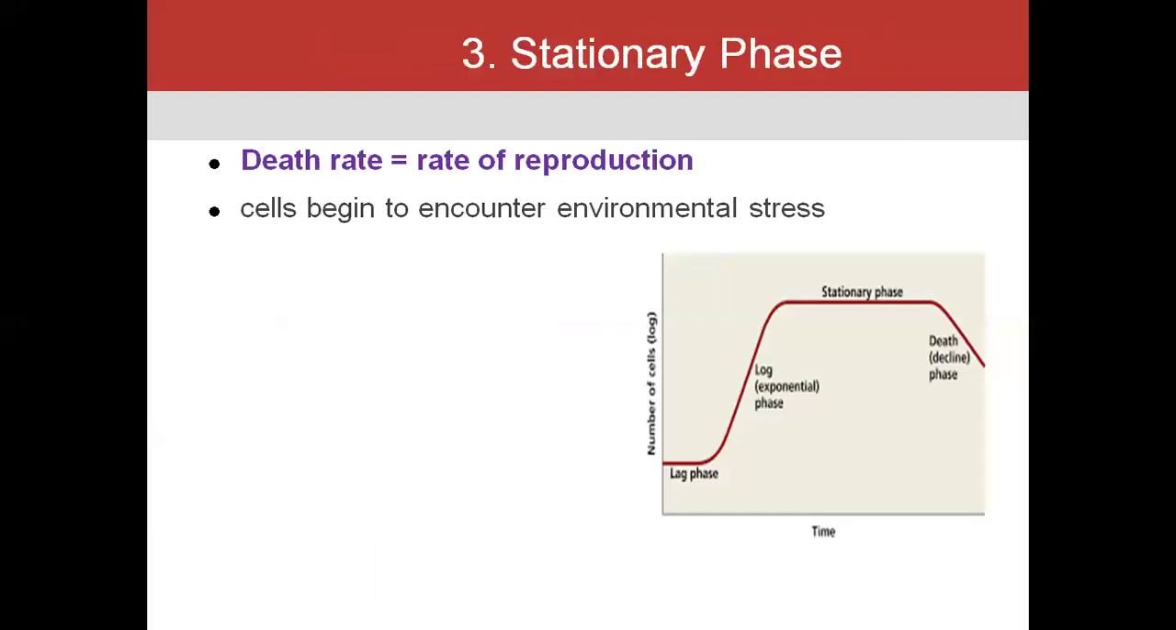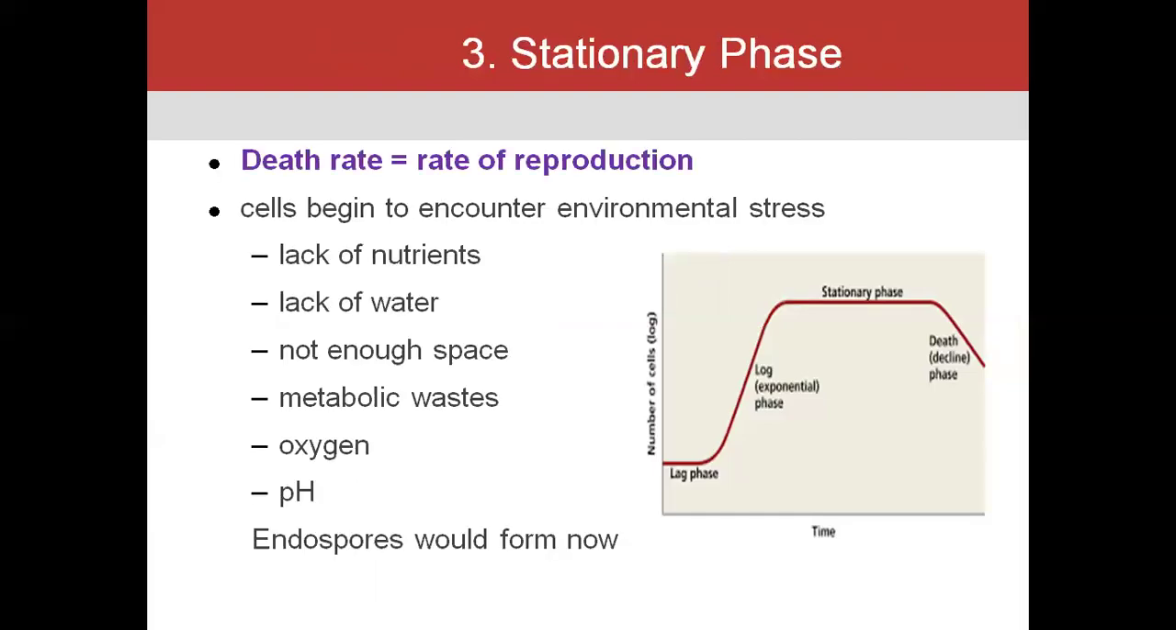Next, the third phase is stationary phase. After log phase, the bacterial growth almost ceases, because here the death rate is equal to the rate of reproduction, which means the number of progeny cells formed is just enough to replace the number of cells that died. The number of cell births is equal to the number of cell deaths. In this phase, the cells start dying or begin to encounter environmental stress.